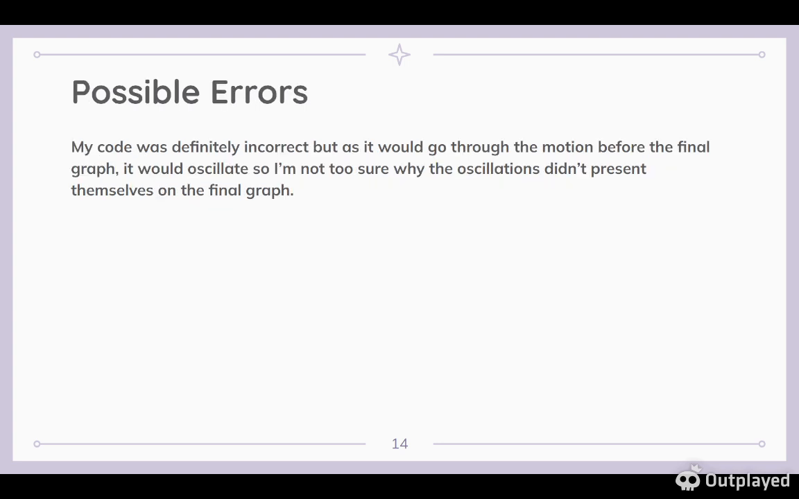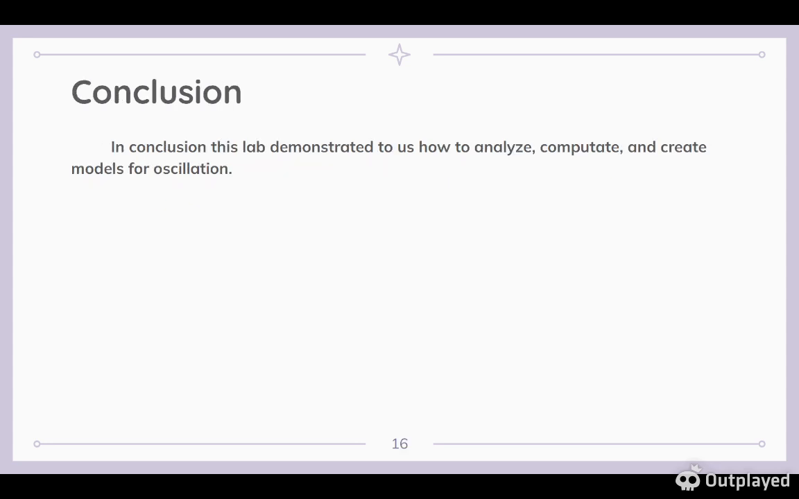Possible errors. My code was definitely incorrect, but as it was going through the motion for the final graph, it would oscillate, so I'm not too sure why the oscillations didn't present themselves in the final graph. Conclusion. In conclusion, this lab demonstrated to us how to analyze, computate, and create models for oscillation.